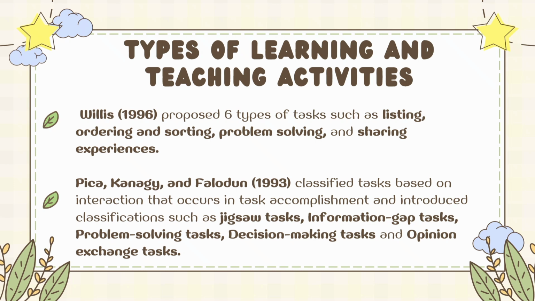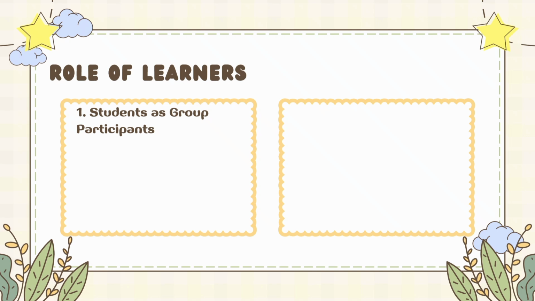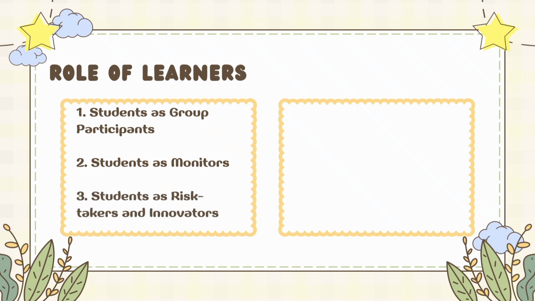In TBLT, students serve many roles. One among them is being group participants. Students work collaboratively in pairs or small groups to accomplish certain tasks. They also serve as monitors. They observe how language functions in real-life context by paying attention to meaning and expression. What is more, students in TBLT are also risk takers and innovators. They push beyond their current language processes by using strategies like paraphrasing, clarification, and collaborating with peers.